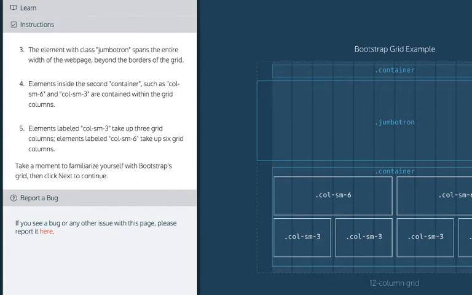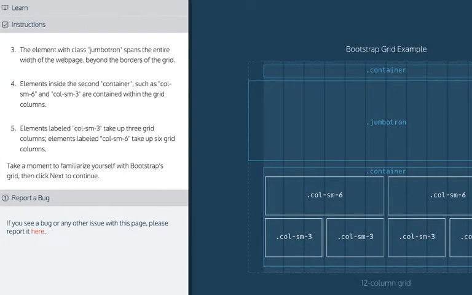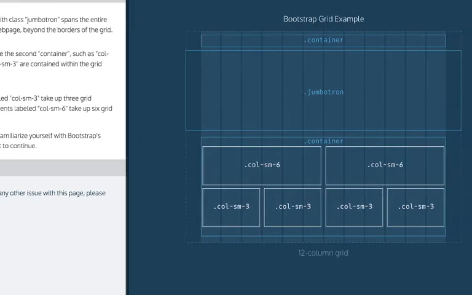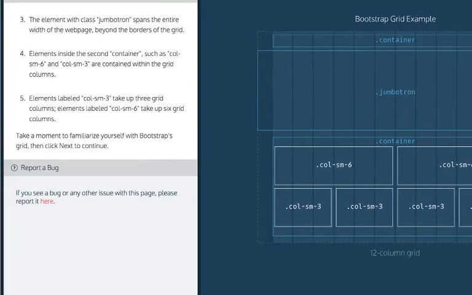Elements inside the second container, such as column small 6 and column small 3, are contained within the grid columns. So we have our container, and that spreads, like it says here, they're contained within the grid. So container is contained within our grid. Within container, we have column small 6 and column small 3. They're also within here since they're within the container.